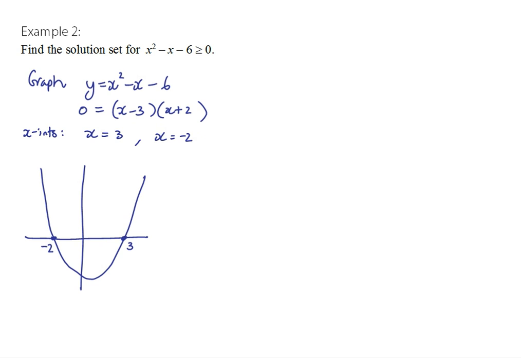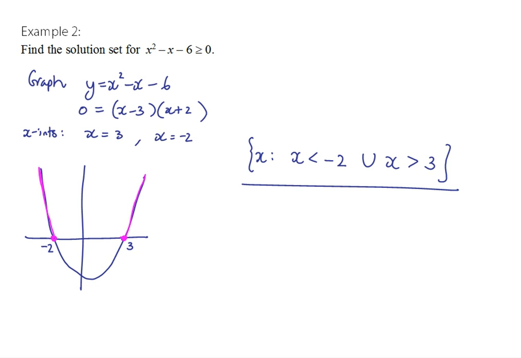We want to know, where is this graph greater than or equal to 0? So where is it above the x-axis or on the x-axis? In these regions here. So for which values of x is it greater than or equal to 0? Well, that is x is less than negative 2, or x is greater than 3. Again, formal set notation. And there's our solution. So they're very simple. It's just about picturing the graph. Where is it? Do I need to think about where is it above or where is it below?